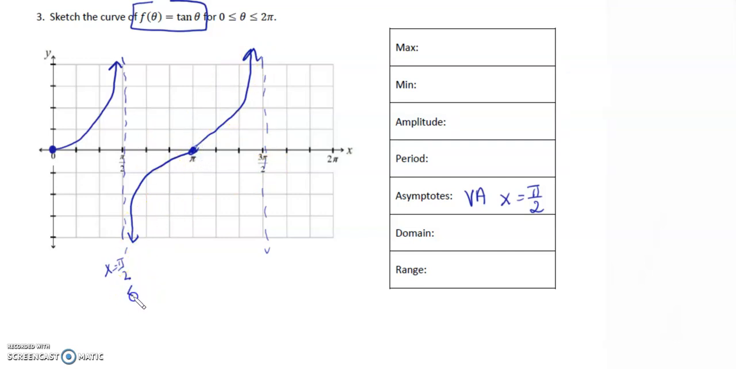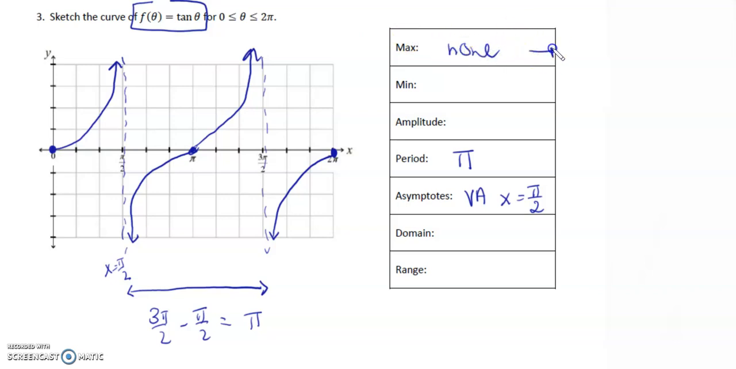The difference in these two numbers, 3 pi by 2 and pi by 2, is going to be our actual period because this is 1 rotation of tan. That is 2 pi by 2, which is just pi. So the period here is pi. There's no max because it approaches infinity, and no min because it approaches -infinity. There's no amplitude because it's not sinusoidal like this, but it's still periodic. The period is pi.